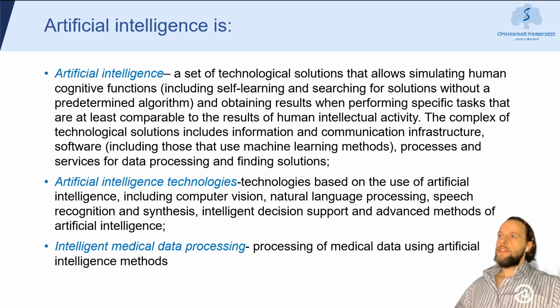So, artificial intelligence is a set of technological solutions that allow simulating human cognitive functions, including self-learning and searching for solutions without a predetermined algorithm, and obtaining results when performing specific tasks that are at least comparable to the results of human intellectual activity. The complex of technological solutions includes information and communication infrastructure, software, including those that use machine learning methods, processes and services for data processing and finding solutions.